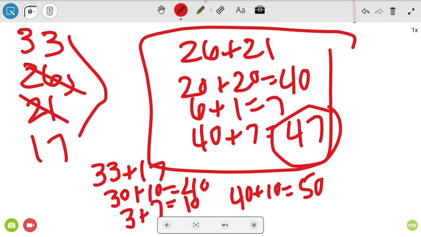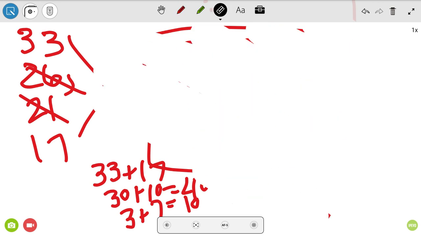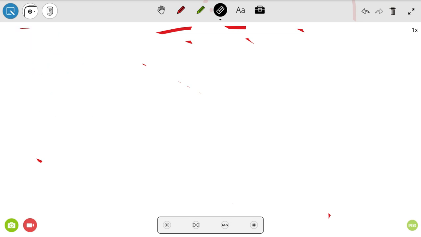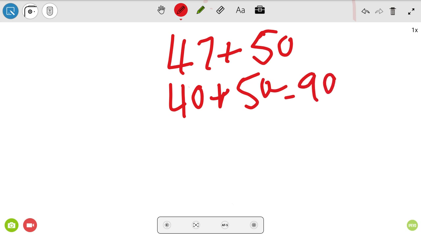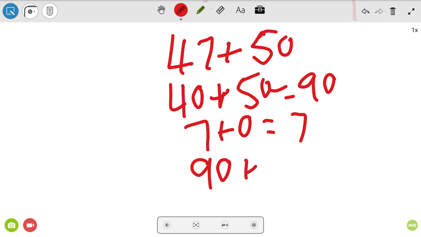Now I need to take my two sums and add those together. So I'm going to erase my work so I have more room. 47 plus 50, no regrouping here. I'm so excited about that. 47 plus 50. 40 plus 50 is 90, and 7 plus 0 is 7, so 90 plus 7 is 97.